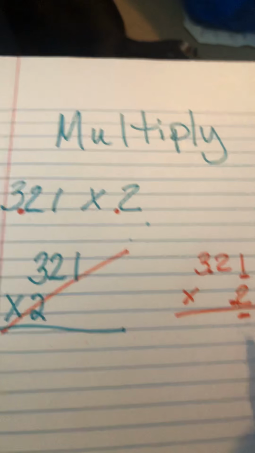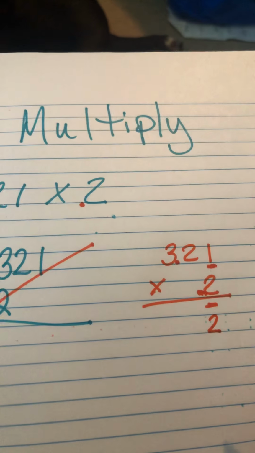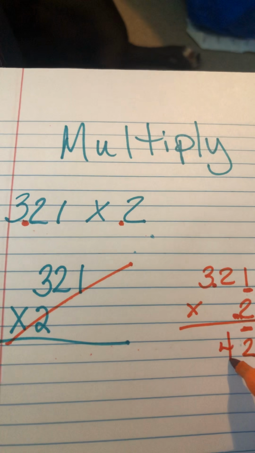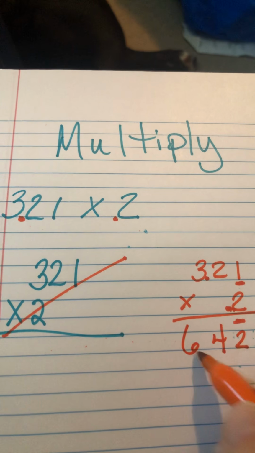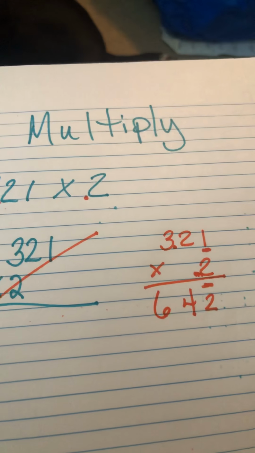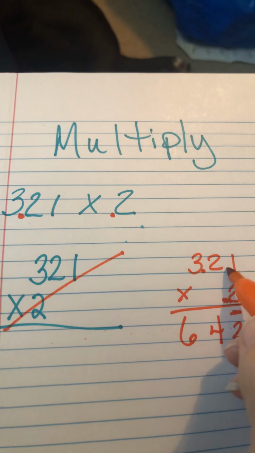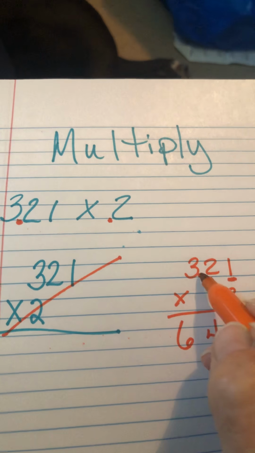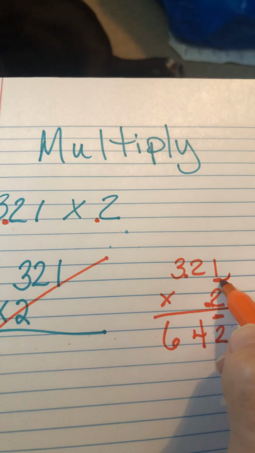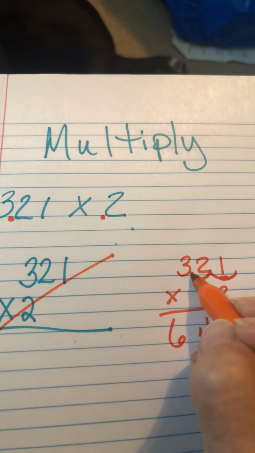Now I'm ready to multiply. 1 times 2 is 2. 2 times 2 is 4. 3 times 2 is 6. To determine where the decimal goes, I count from the back how many numbers I go around to get to the decimal. So I go around 1 number, 2 numbers.